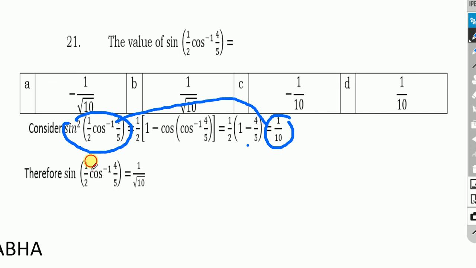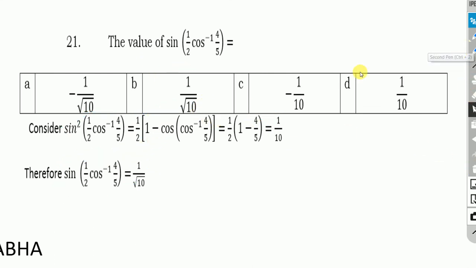So when you take square root, I have sine of 1 by 2 into cos inverse of 4 by 5 is nothing but 1 by root 10. 1 by root 10 is in option B. Option B is the right answer. That is 1 by root 10.